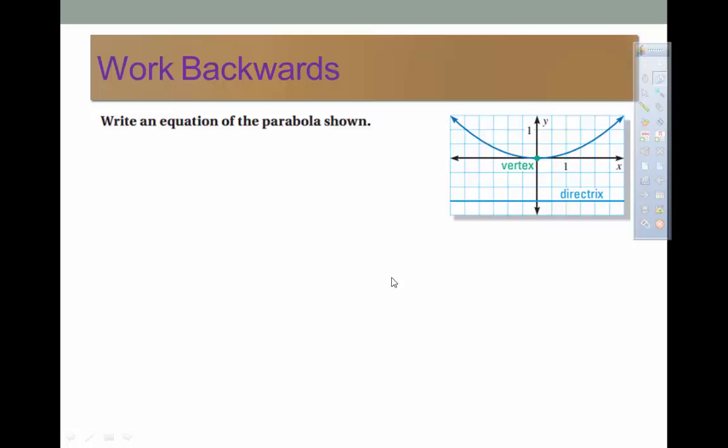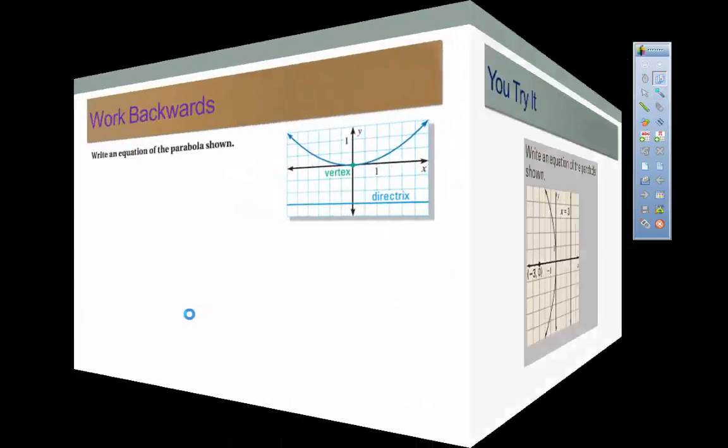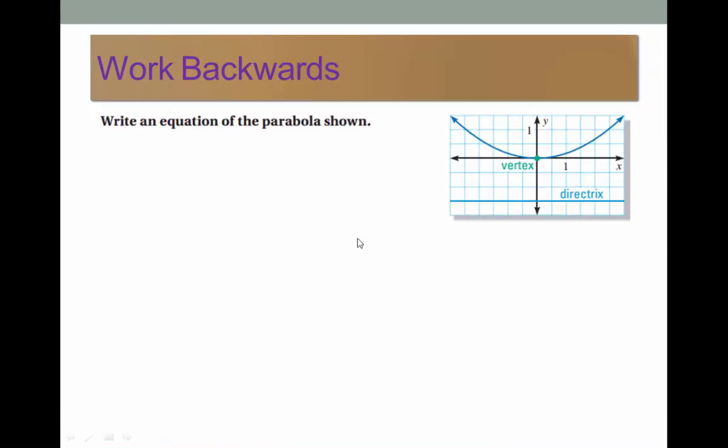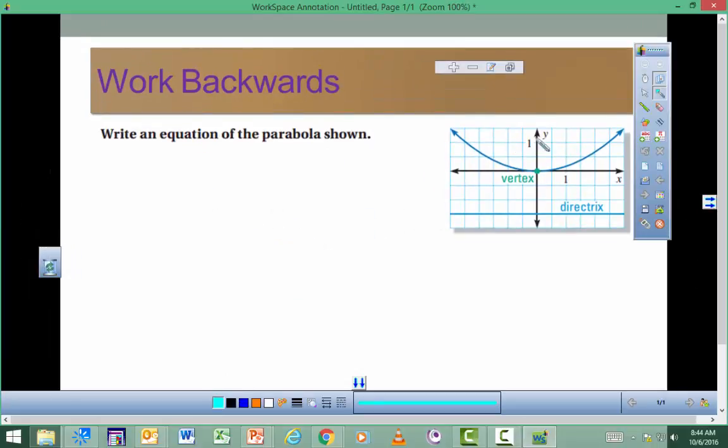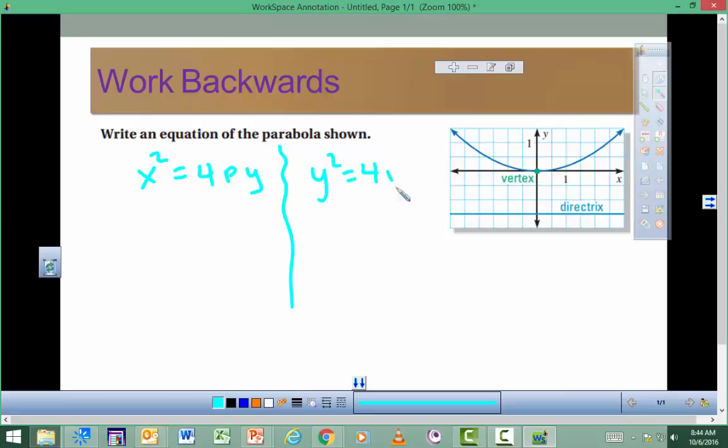Okay, so what if we had a graph here? Could you come up with the equation? What do we need to know to come up with the equation? Well, first of all, it opens upwards. So I already know, is it x squared equal to 4py? Or is it y squared equal to 4px? Which one is it? You should be able to determine this quickly, right? It's this one, right?